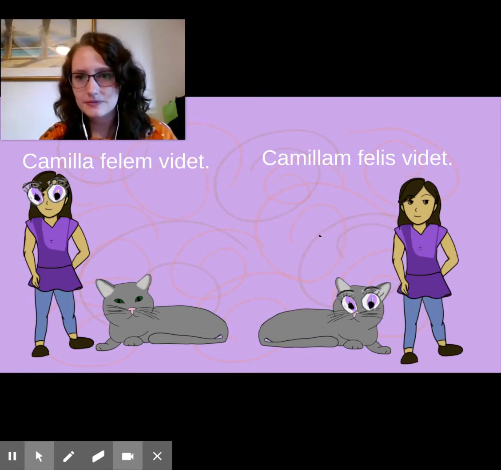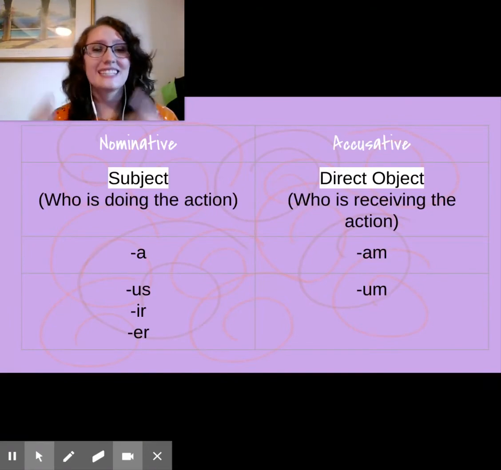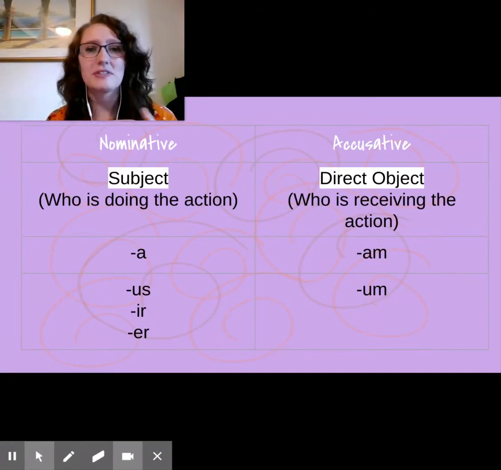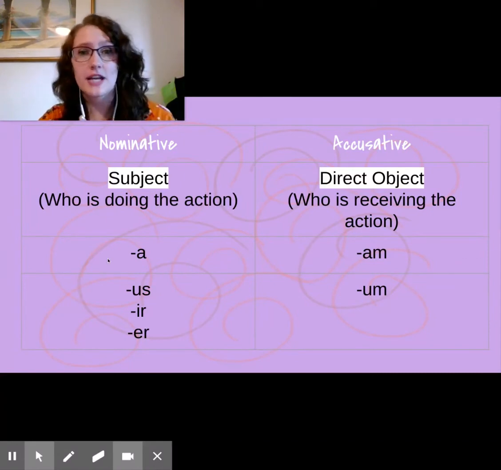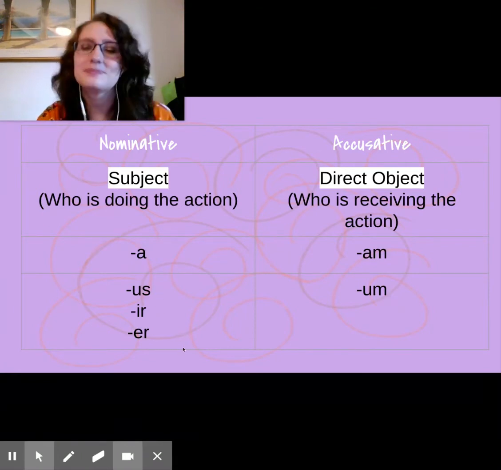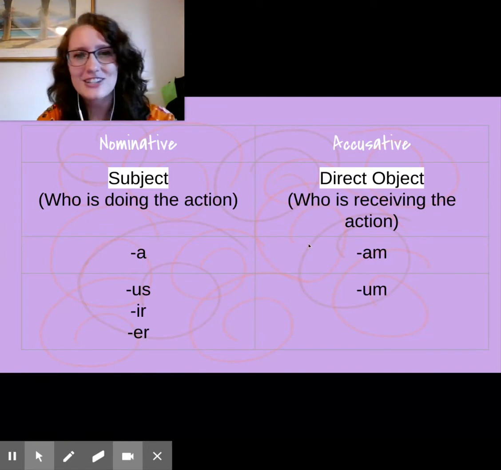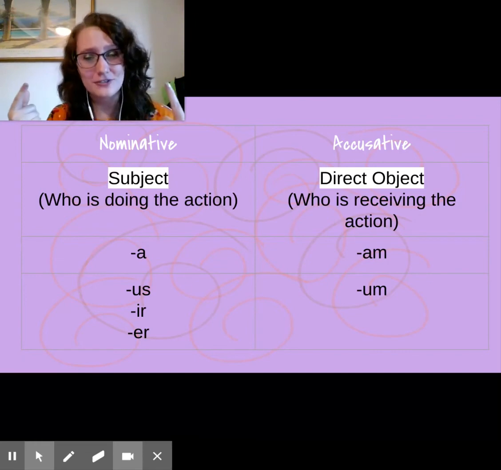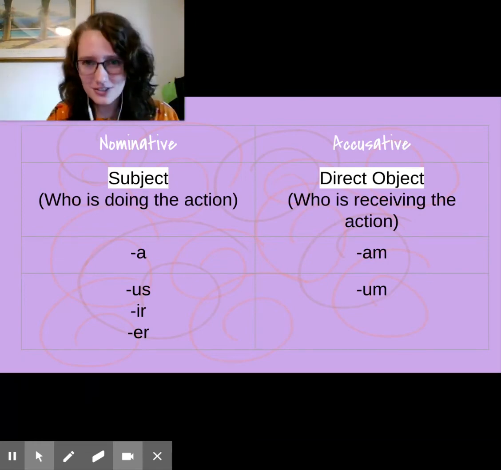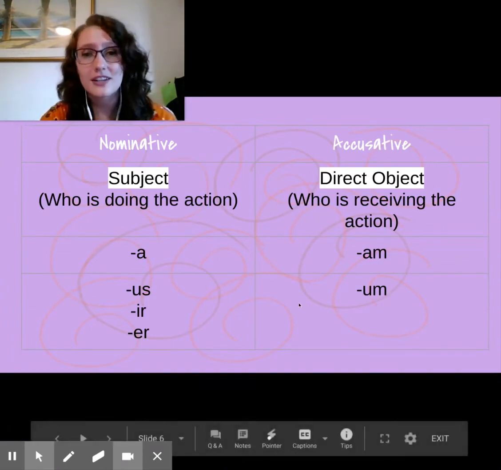So what are the similarities? So here's my happy chart I've made here. The nominative is the subject. We discussed this previously, and we know it's the one doing an action. And your subject, it's either going to end with an A, an US, an IR, or an ER. But the direct object, or the accusative, is the one that is receiving the action. And you'll notice it's just tacking on the M at the end. So, for example, magistra is the nominative form, but magistram is the accusative form. So let's go ahead and see if we can see it in the US, IR, ER form.